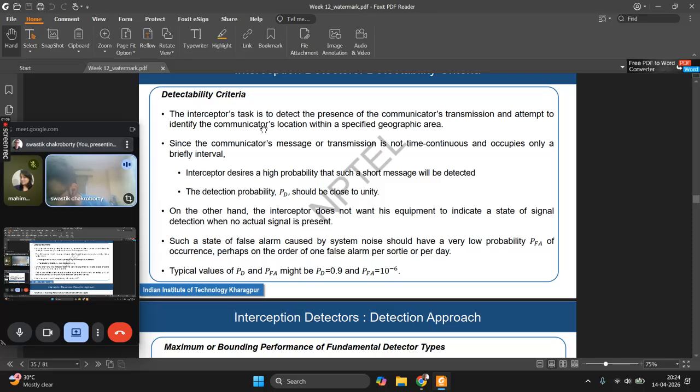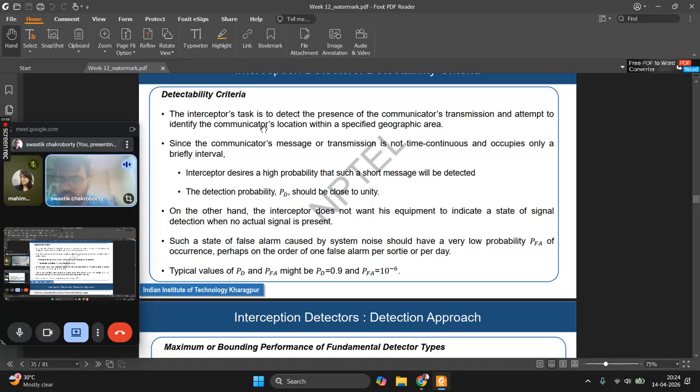So when we detect the enemy signal, we will detect it with absolute certainty, and when there is no signal, we will not detect any signal at all, which is pretty hard to achieve. Because if you go one way, you might be detecting signals always, whether there is a signal or not. You are always going into a mode of alarm.